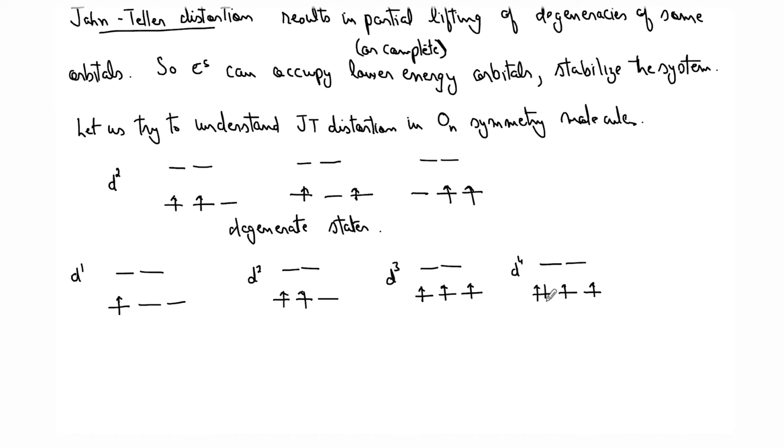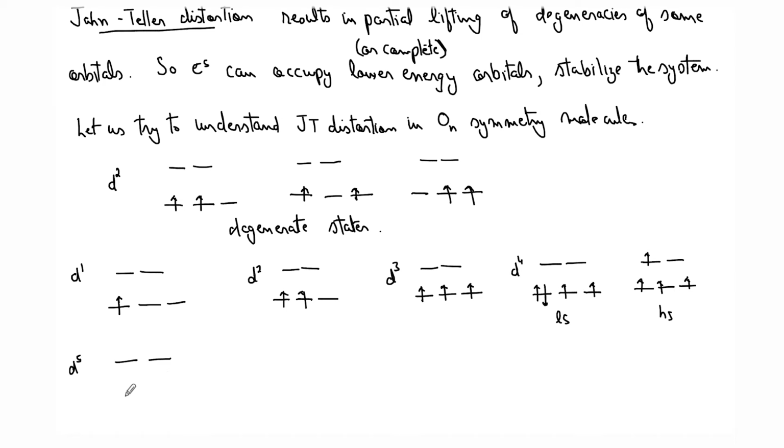So D4, there are two possibilities in D4. One is D4 low spin complex, another is D4 high spin complex, right? So the high spin complex will have 3 T2G half filled and 1 EG, right? This will be high spin. Okay, so this is also asymmetric, this is also asymmetric. Both of them have degenerate states possible, so both of them can undergo distortion, right?